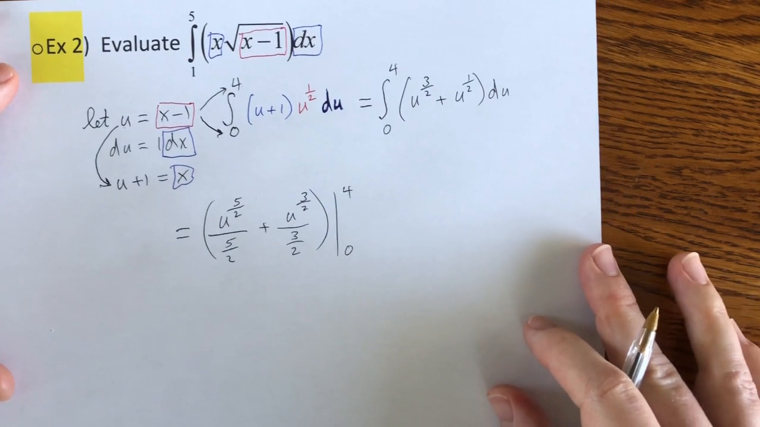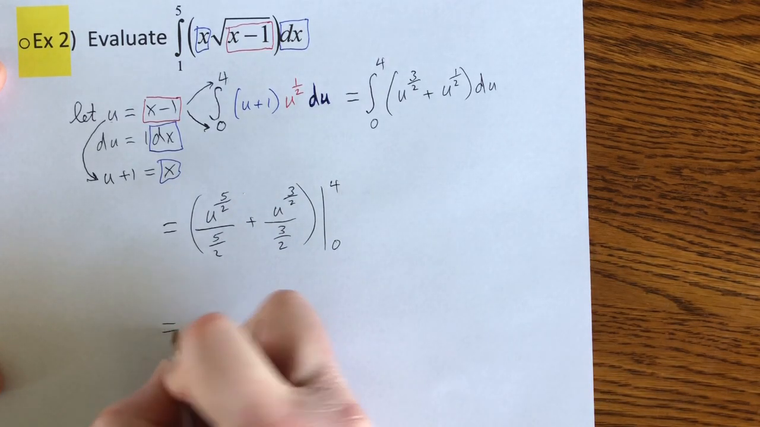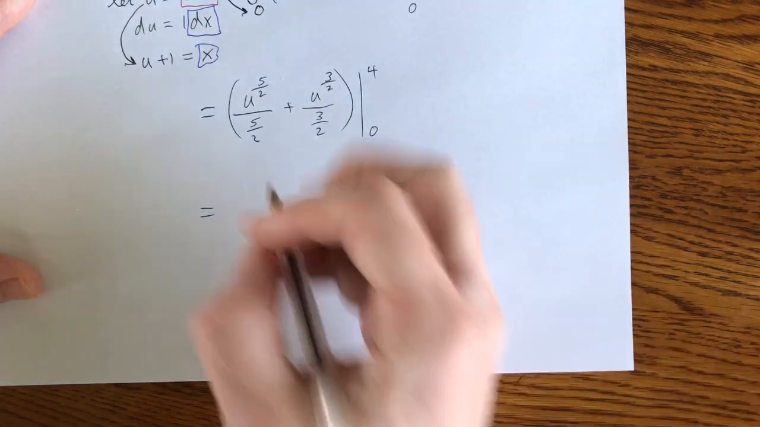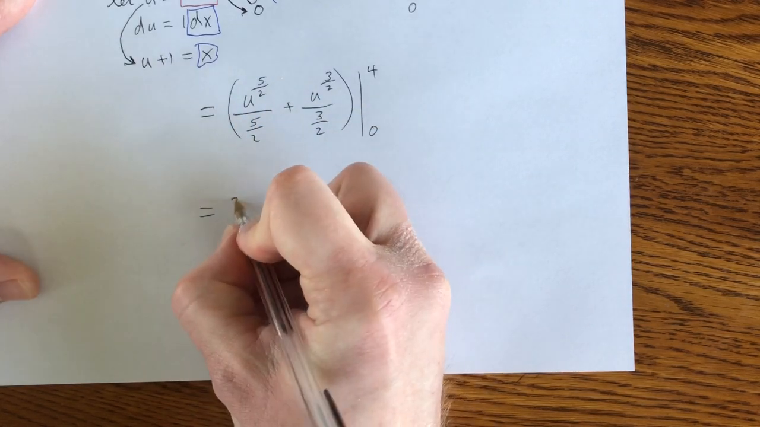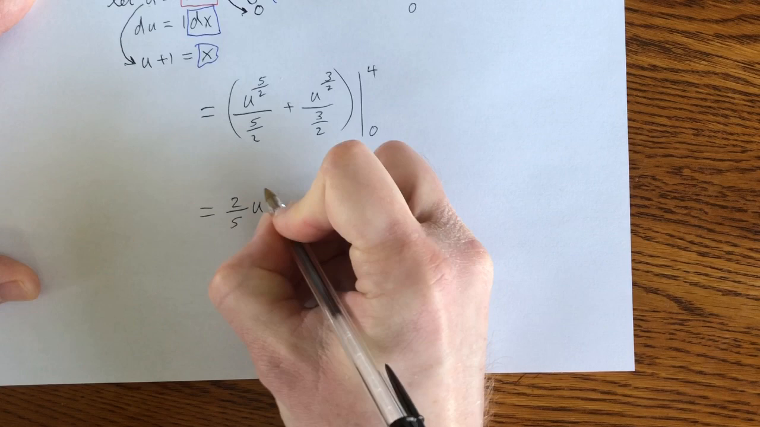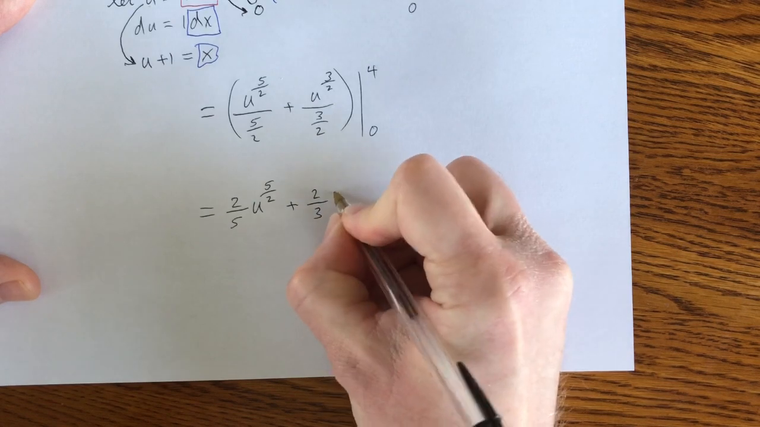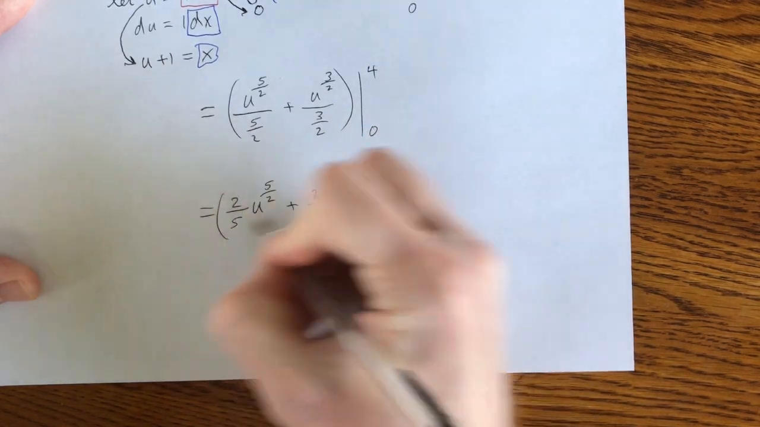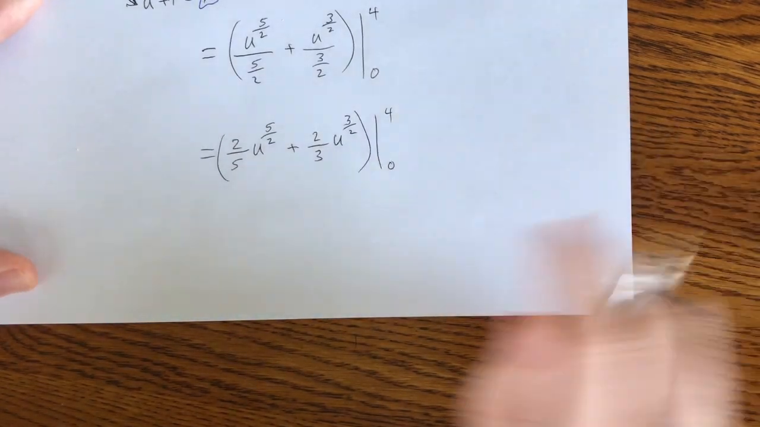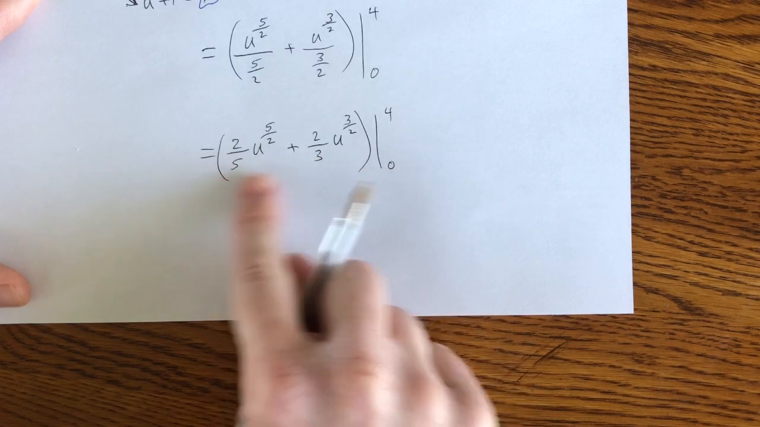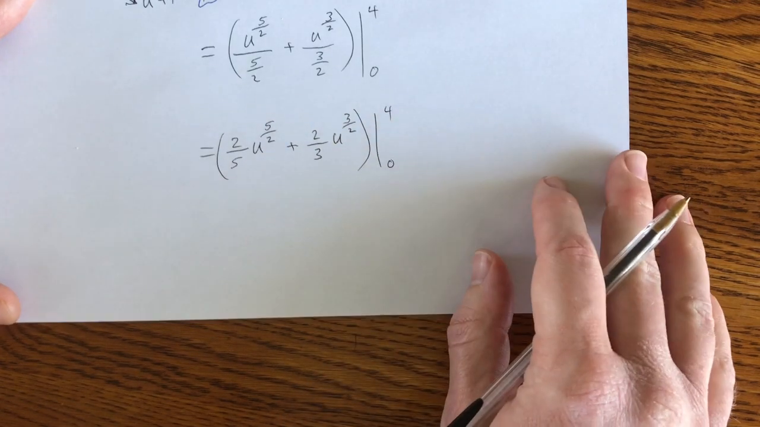Now, at this point, let's go ahead and rewrite this, because you don't want to have these fractional denominators. When you divide by a fraction, it's the same as multiplying by the reciprocal of that fraction. And so we'd end up with this new expression. Now we're finally ready to evaluate this. We found the result of the integral in terms of u. Now we're able to evaluate it based upon these limits of integration.